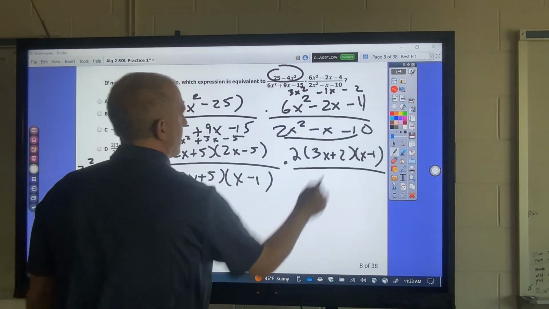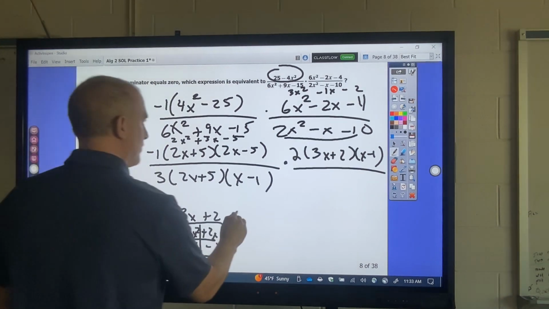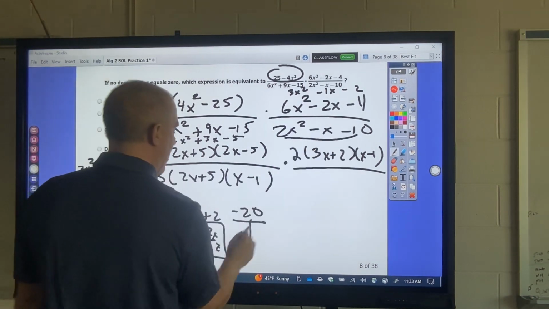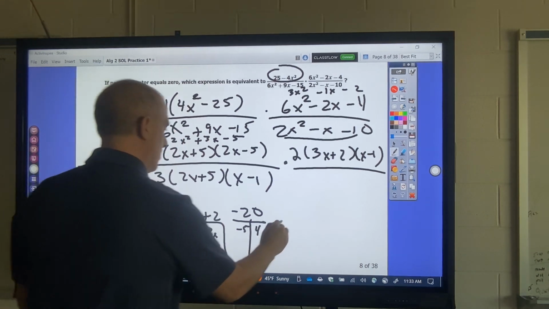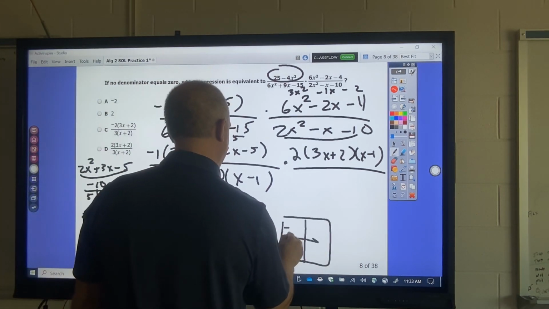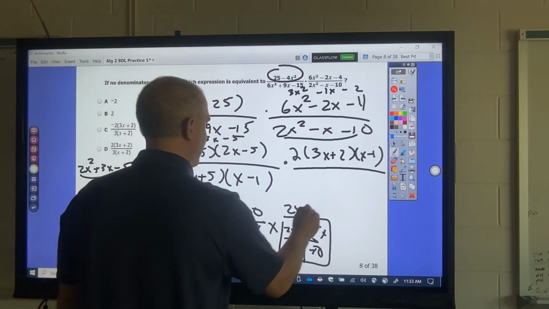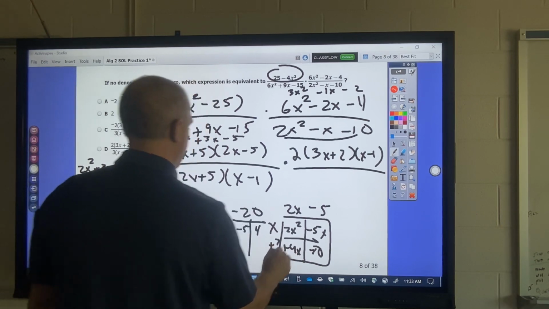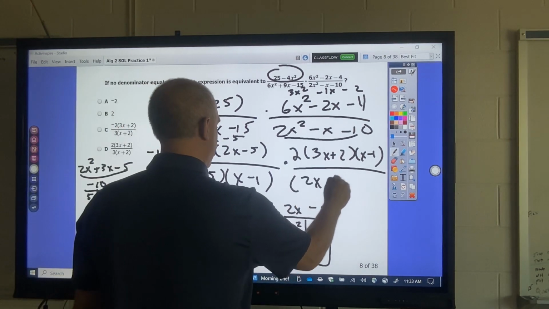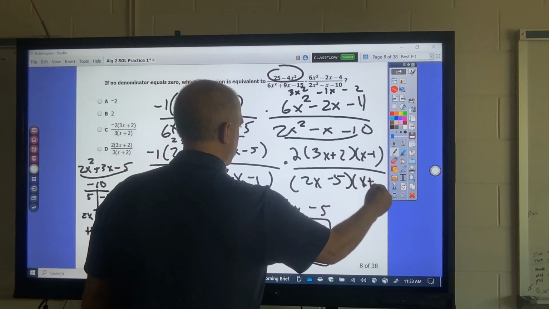So 2 times -10 is -20. The set that would add up to -1 would be -5 and 4. So 2x squared minus 5x plus 4x minus 10. That would be x. X times 2x. X times -5. 2x times 2. So 2x minus 5, x plus 2.